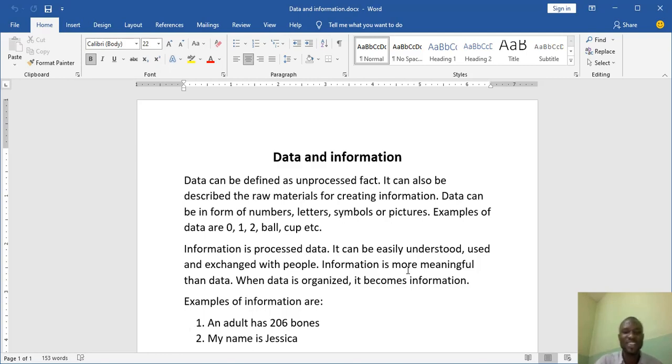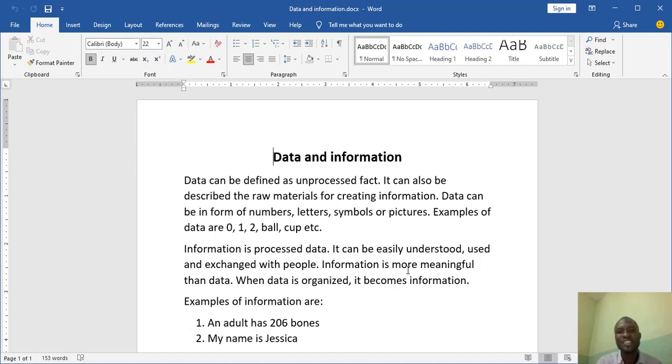Let's look at more examples of information. An adult has 206 bones. It makes sense, easily understood. So that is information. My name is Jessica. That is easily understood because it makes sense. But if it is data, it doesn't correlate. It just goes different numbers like zero, ball, cup, one, seven, this and that. So it doesn't really make sense. But information is well arranged and makes sense.